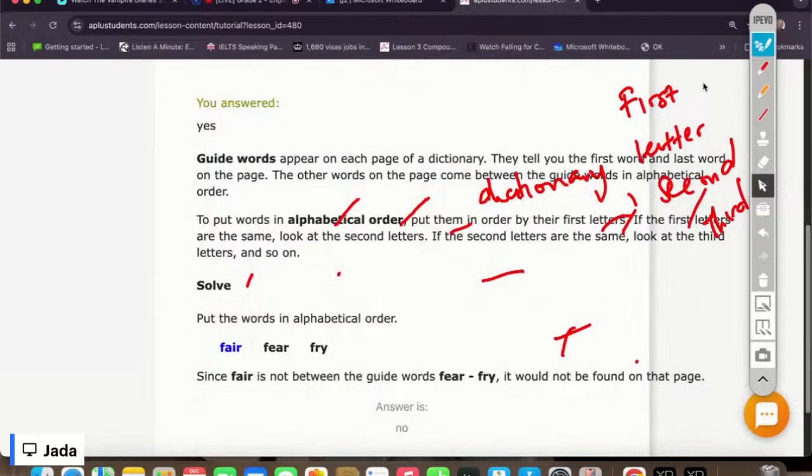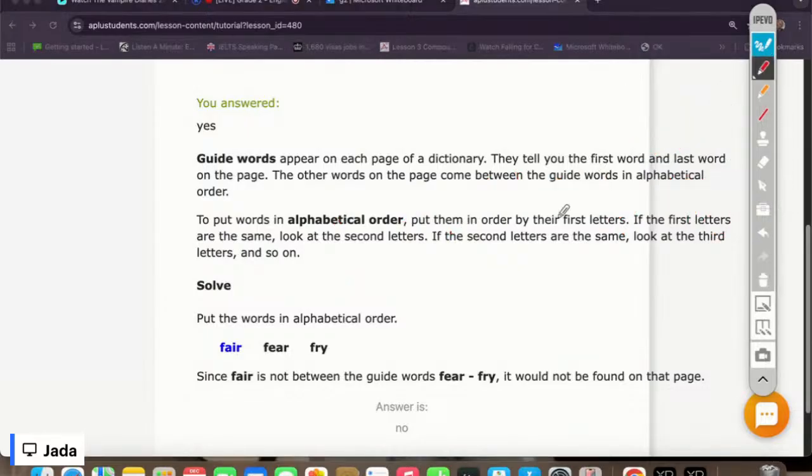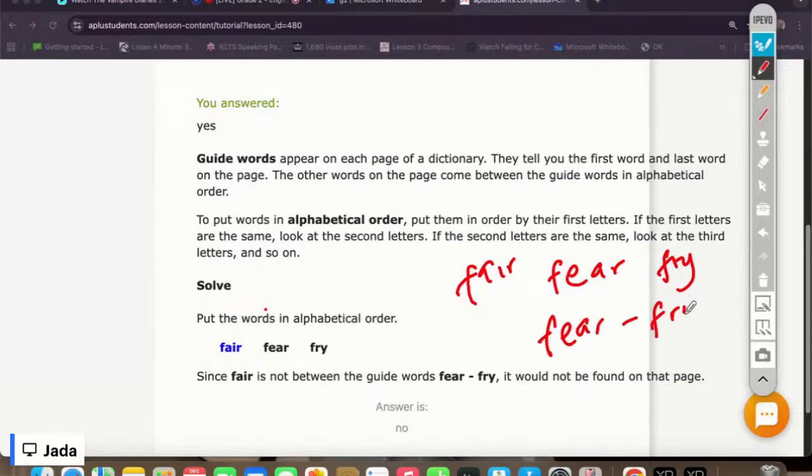So put the words in alphabetical order. We have fair, fear, and fry. Okay, so fair, fear, and fry. So since fair is not between the guide words fear and fry, it would not be found on that page. Okay, so look at this, and then you have to check this. We have fear and fry.